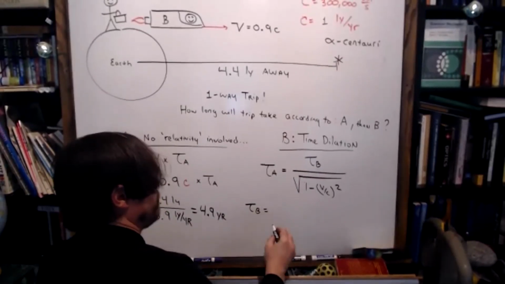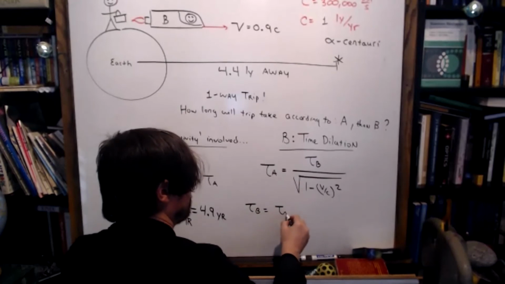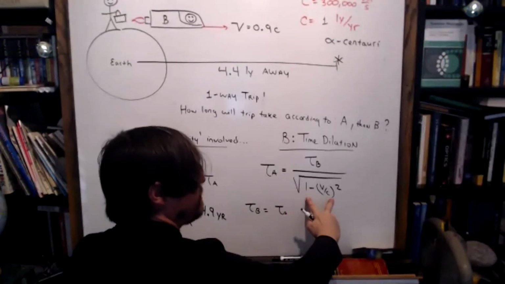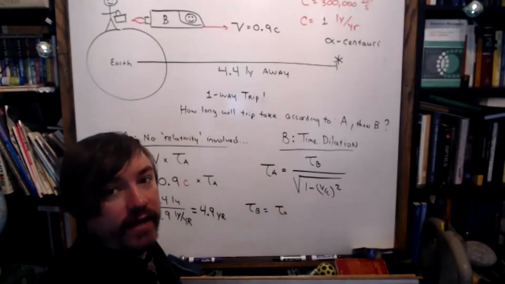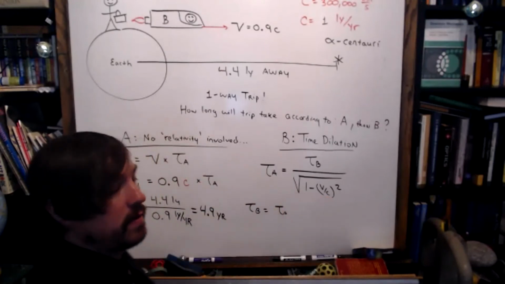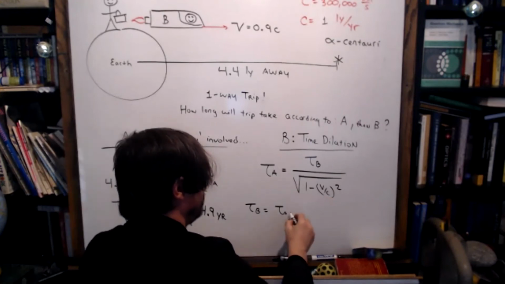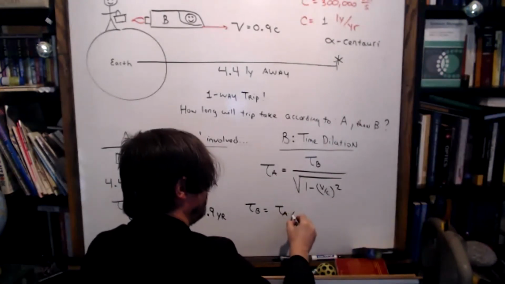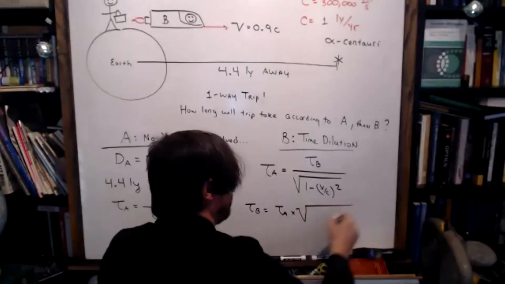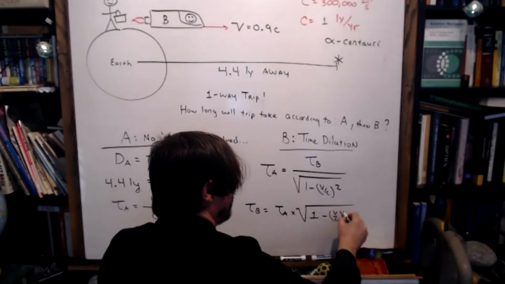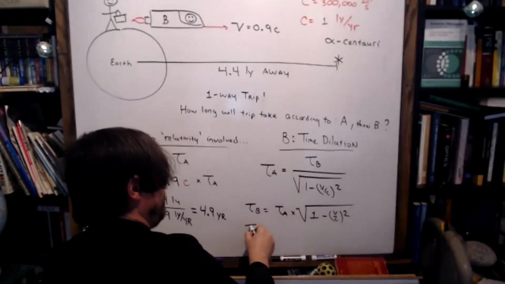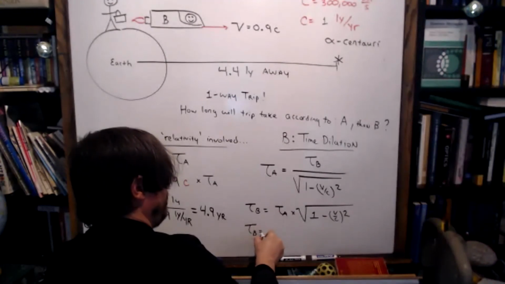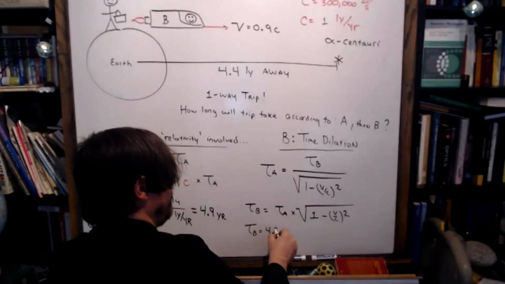TB equals TA over... No, you're taking this factor or this term and you're multiplying it up there, right? Oh, okay, I gotcha. So it's TA times the square root. Do you agree with that? Yes. Okay. So in other words, TB will be 4.9 years.